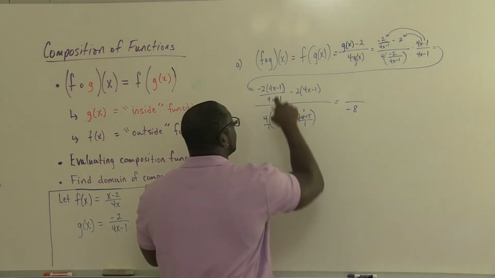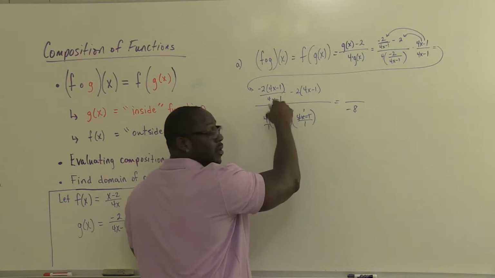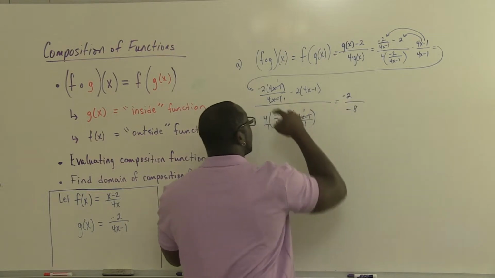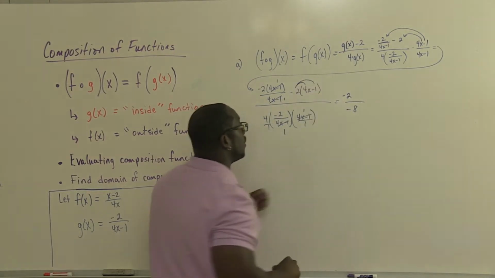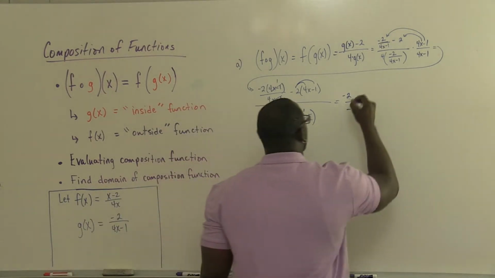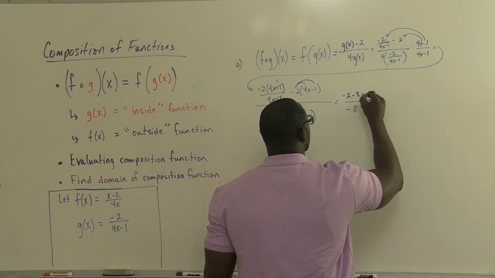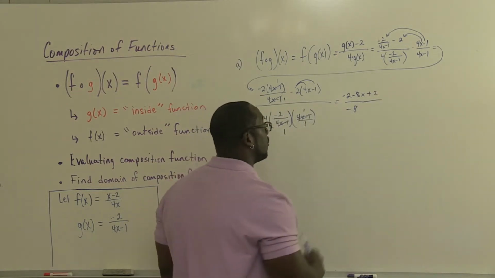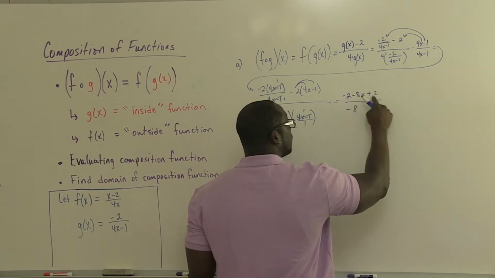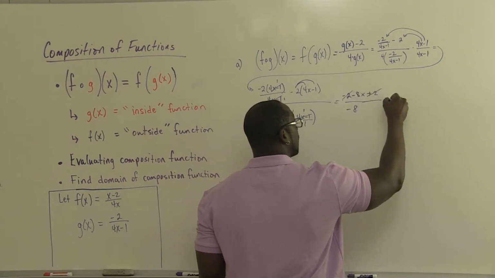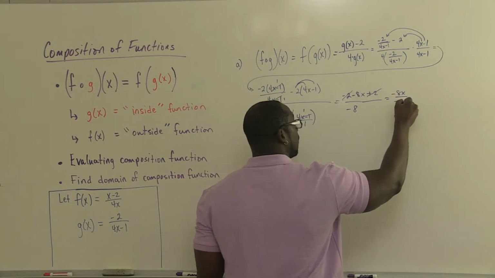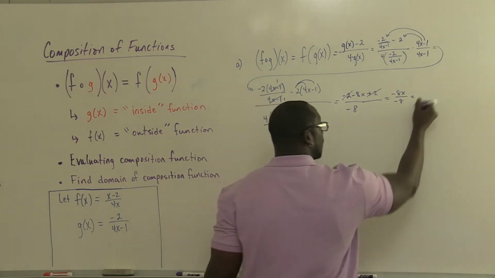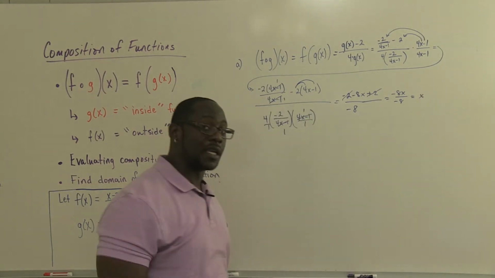In our numerator, we see that we have 4x minus 1 divided by 4x minus 1 again, so that reduces to 1. We just have a negative 2 for the first term. And if we distribute our negative 2 for the second term, we end up with negative 8x plus 2. In our next step, negative 2 plus 2 cancels to 0, and we have negative 8x over negative 8. Of course, the negative 8s reduce to 1 as well, and our final answer just ends up being x.